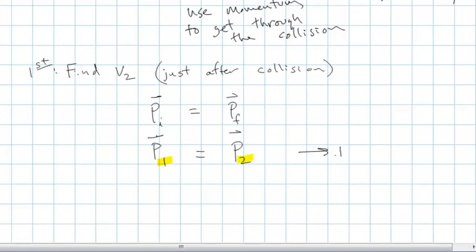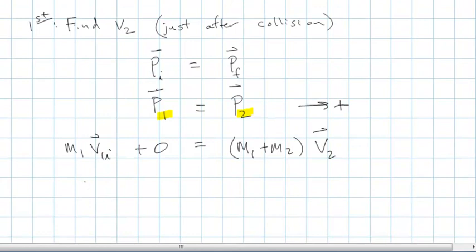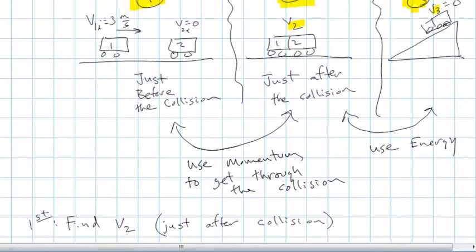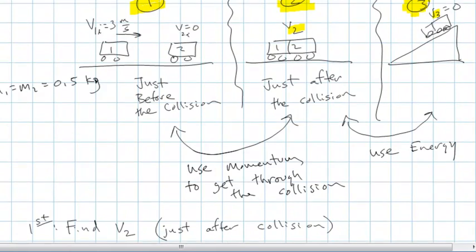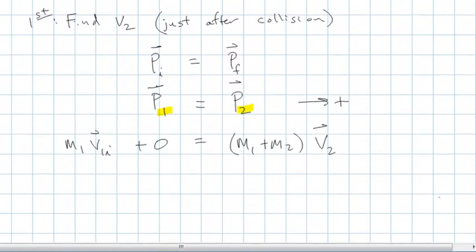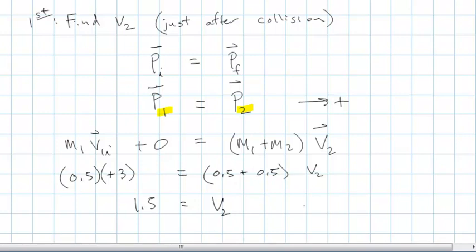We're going to call to the right my positive direction. I have M1 V1 initial plus 0. I only have 1 cart moving initially. At the end, it's M1 plus M2 times V2. And I can put in some numbers now. My M's, I'm going to stay with half a kilogram for my 2 masses. Make them equal. And what do I get? A half times 3 divided by 1. So positive 1.5, right? To the right. 1.5 meters per second is the speed.